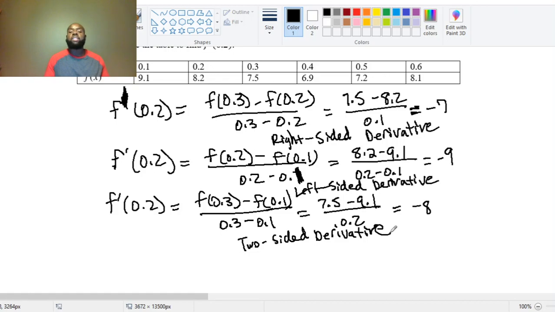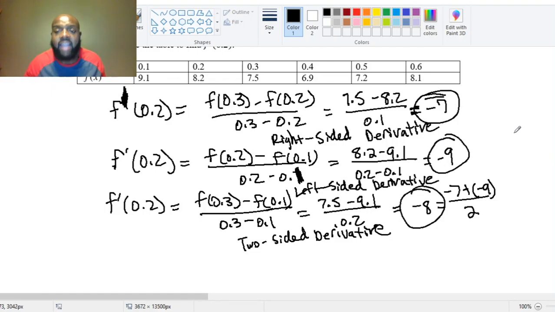If you notice here, if I do the average, which is add up the two things and divide by 2, you get that same result. So if I do the average of the negative 7, which is your right-handed derivative, and your left-handed derivative, which is negative 9, you'll get the two-sided derivative. So you'll never have to really go through this last step. If you did the left and the right, just take the average of those two, and you'll always get the two-sided derivative.